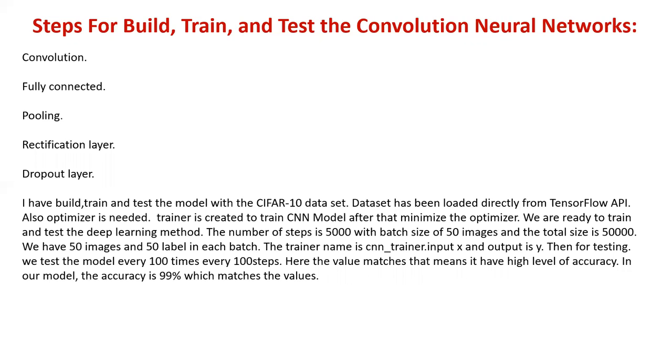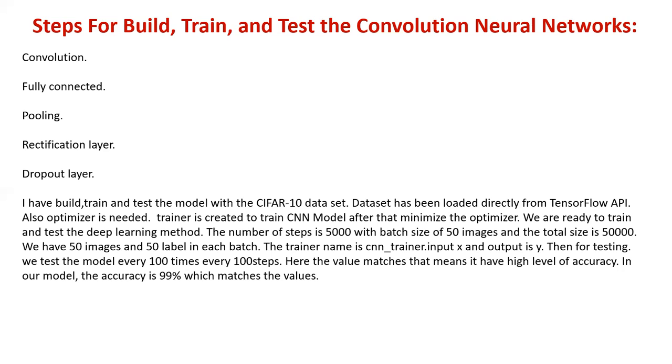The number of steps is 5,000 with a batch size of 50 images, and the total size is 50,000. We have 50 images and 50 labels in each batch. The trainer name is CNN trainer, input X and output is Y. For training, we test the model every 100 steps. So we have altogether 5,000 steps. Then for testing, we test the model every 100 steps.